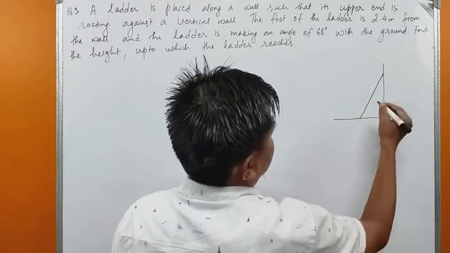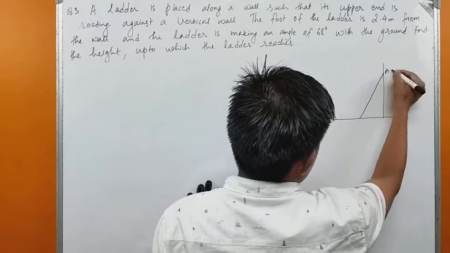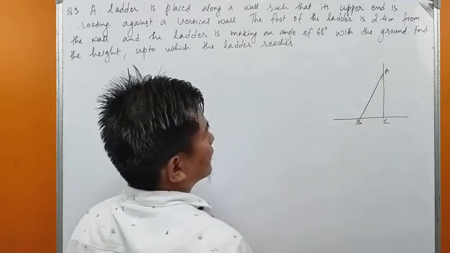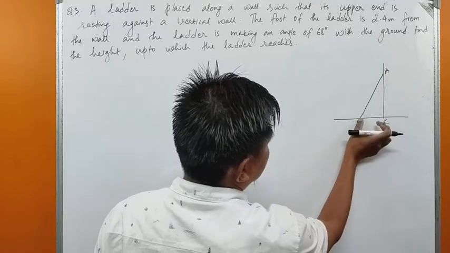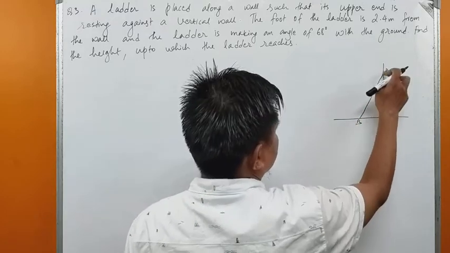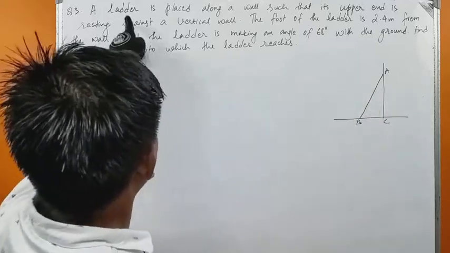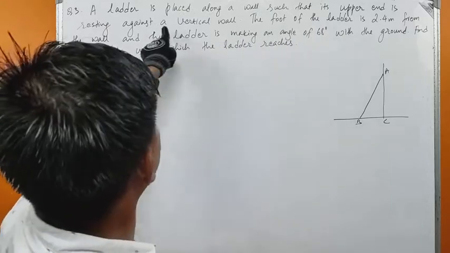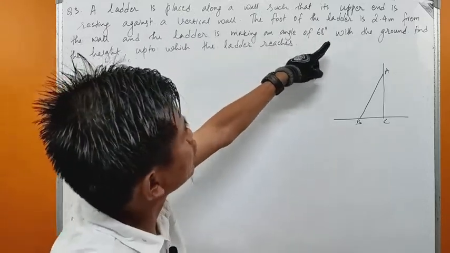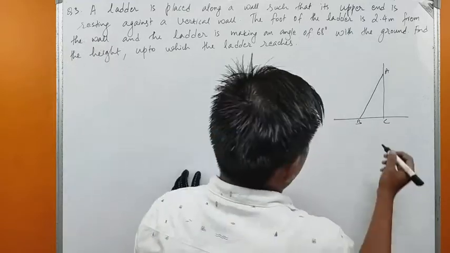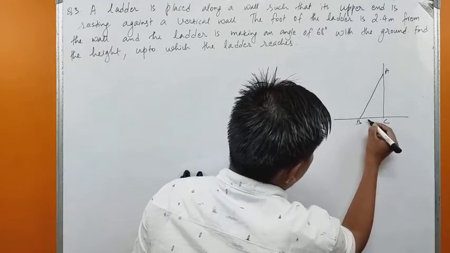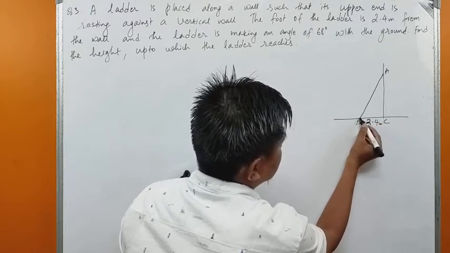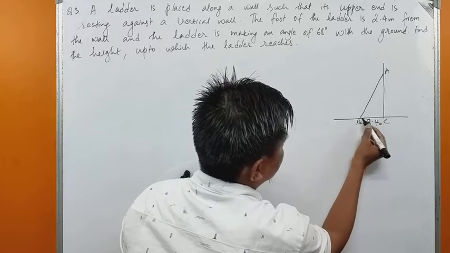Suppose this is A, this is B, this is C. AB is the ladder, BC is the distance of the foot of the ladder from the foot of the wall, and AC is the wall. The foot of the ladder is 2.4 meter from the wall, which means BC is 2.4 meter. The distance of the foot of the ladder from the foot of the wall is 2.4 meter.